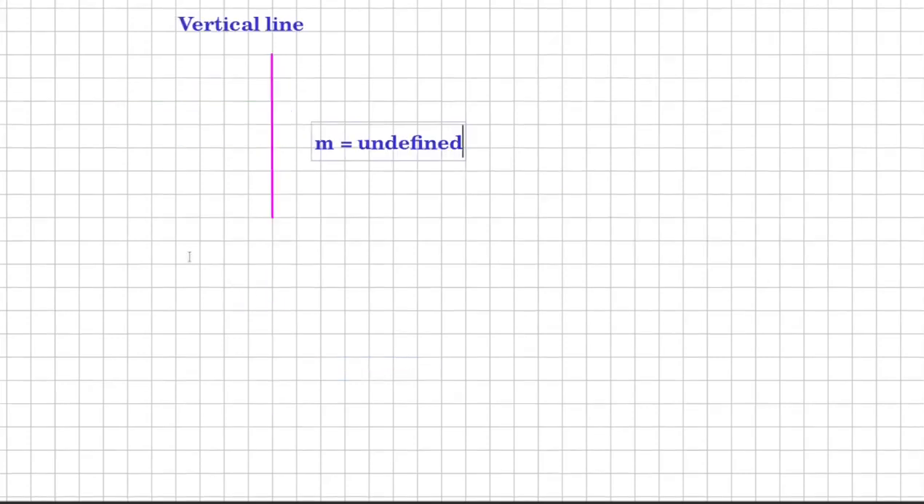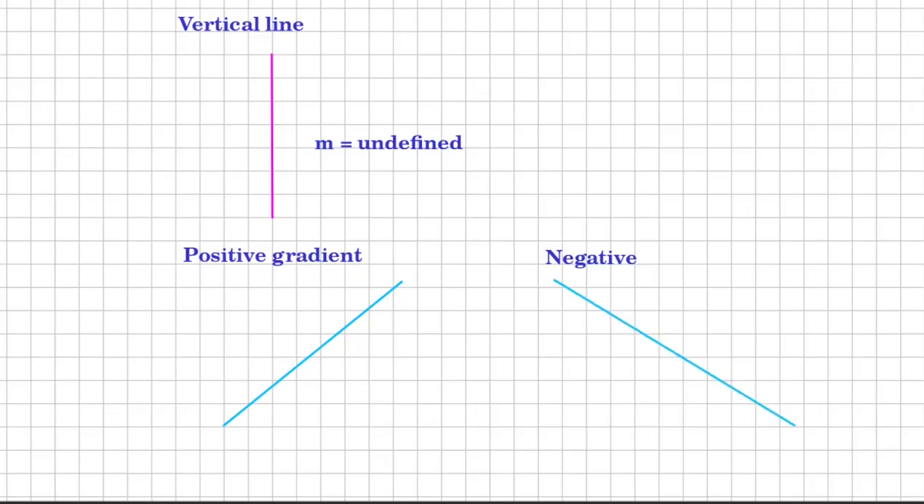Now let's check this one. For a line that is increasing, the gradient is going to be positive. And for a line that is decreasing, the gradient is going to be negative. For your negative gradient, you will have something just like that. Now let's go to the calculations.